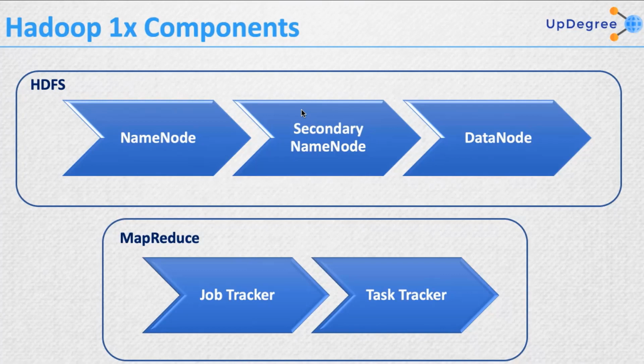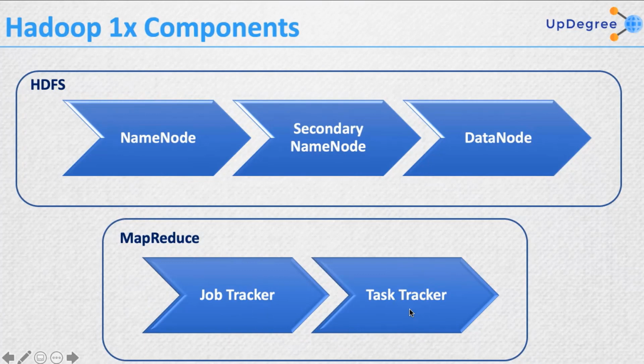Then if primary fails, you have to make your secondary name node the primary with a manual intervention. That was the problem with 1x, but in the next session we are going to talk about how the secondary name node works and what manual steps you would need to do to make it a primary name node. Then in MapReduce, we have a job tracker and the task tracker.